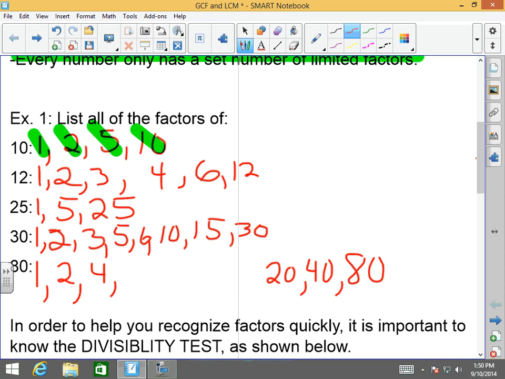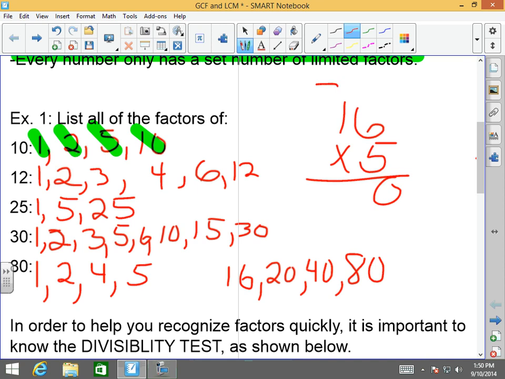Does 5 go into 80? Yes. How many times though? 5 goes into 80. It's 5 times 16. 5 times 16 is 80, guys. 16 times 5. You got a 0. Carry the 3. That's 80.